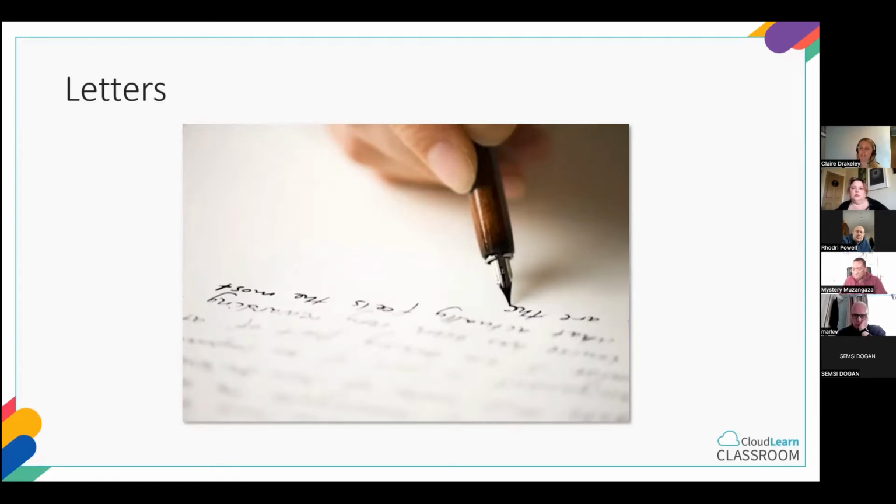All formal letters must follow a standard layout. So can anybody give me some examples of what the layout looks like for a formal letter and examples of things that must be included in a formal letter? Can anyone think of what we see in a formal letter or what specifies a formal letter?